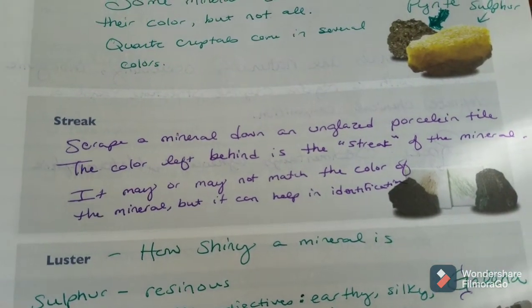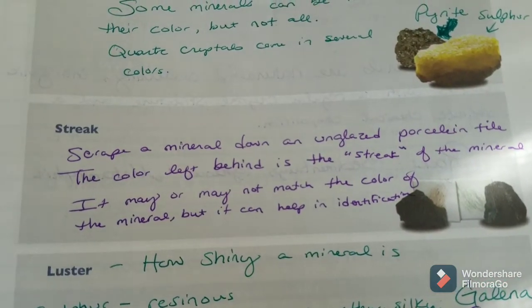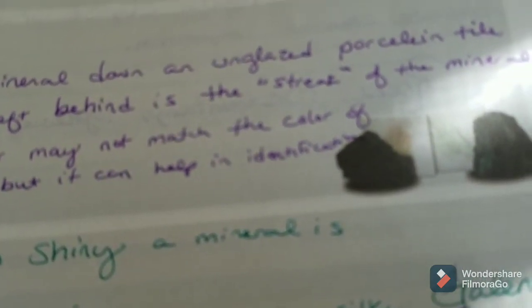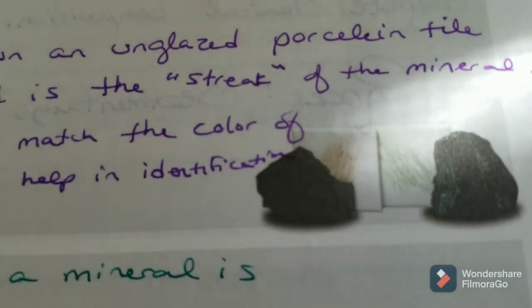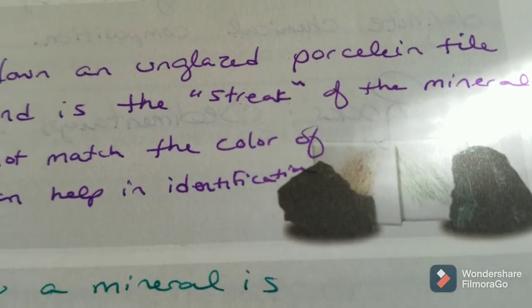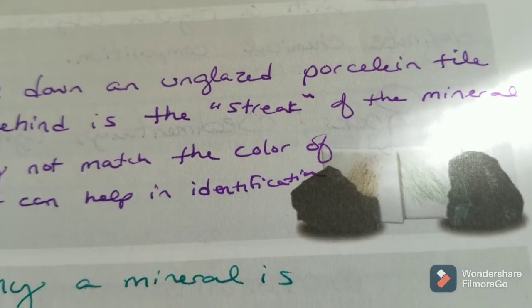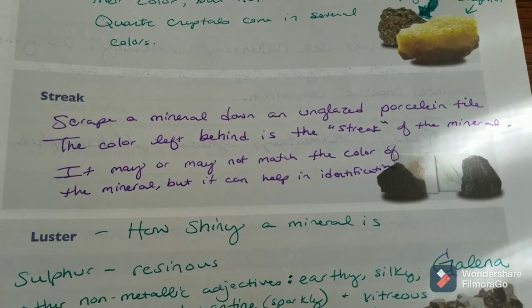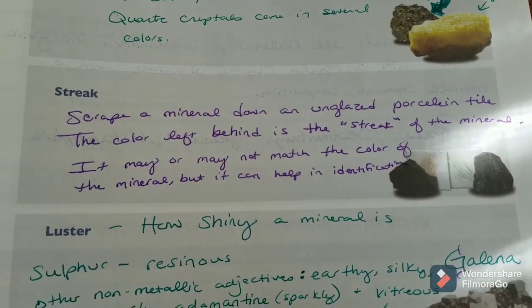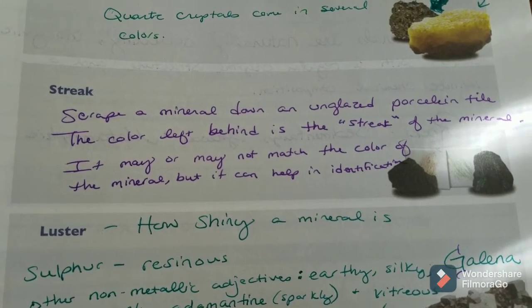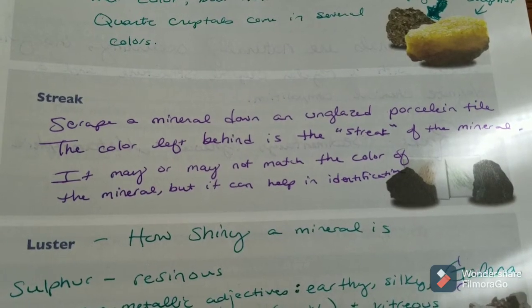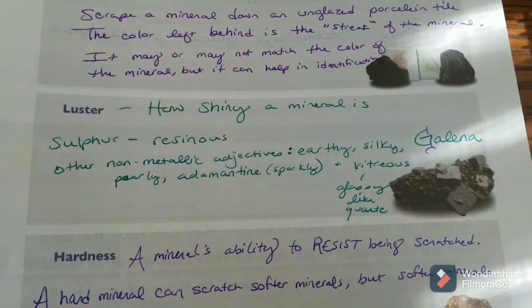Streak. Okay, when you hear streak for identifying a mineral, what you want to think of is a porcelain tile, like these in this picture right here. How about I get it focused for you? And they're unglazed porcelain tiles, and you're going to take a rock of some sort, ideally a mineral, and you're going to streak the porcelain down with it, and we'll see what color comes out. And it might match the color of the rock, it might not. It might be totally different. It can help in identification.